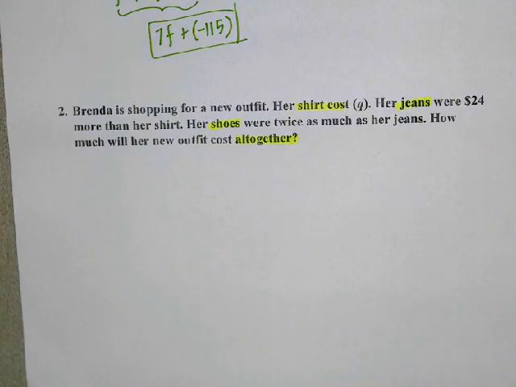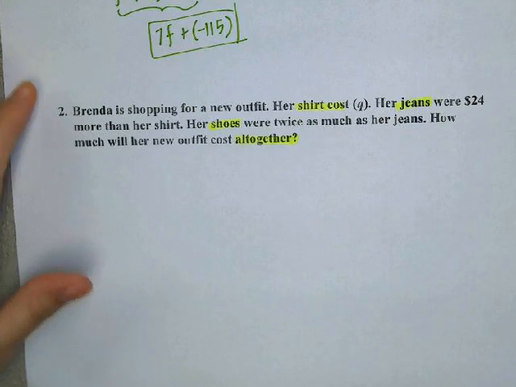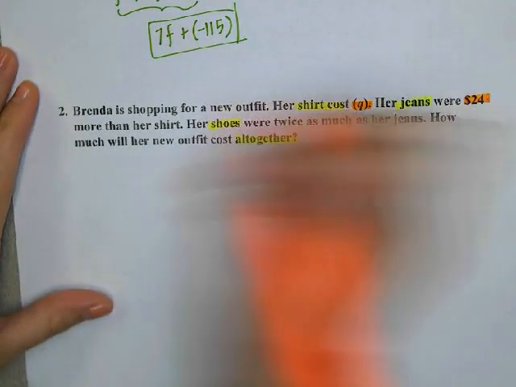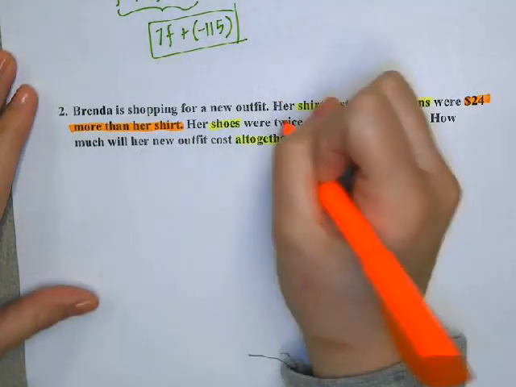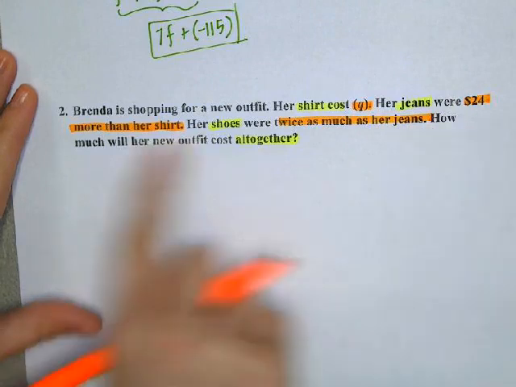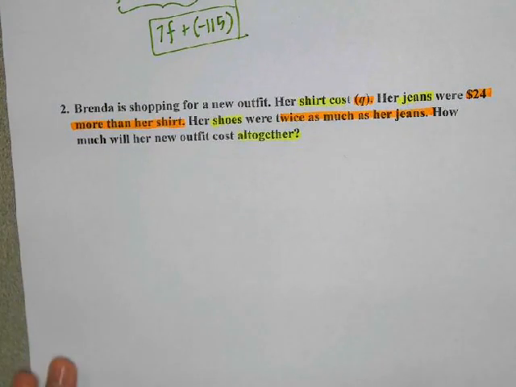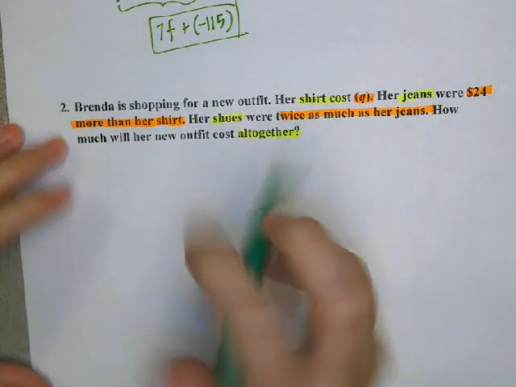Then we go back, let's figure out our key numbers now. So Brenda's shopping for a new outfit. Her shirt cost Q. Her jeans were $24 more than her shirt. Her shoes were twice as much as her jeans. How much will her outfit cost altogether? So now let's start again with listing out our key terms, so what's highlighted in yellow.